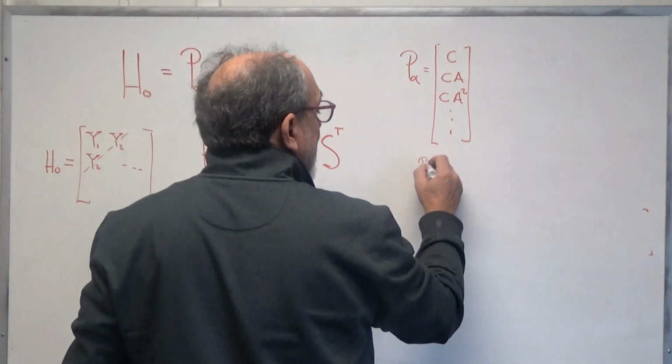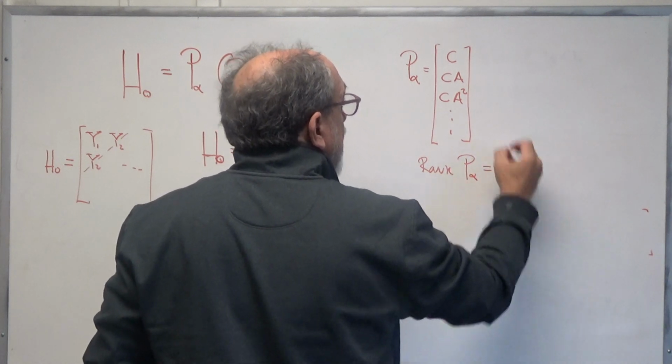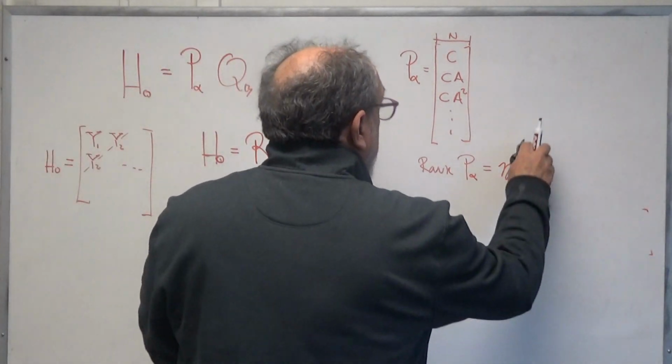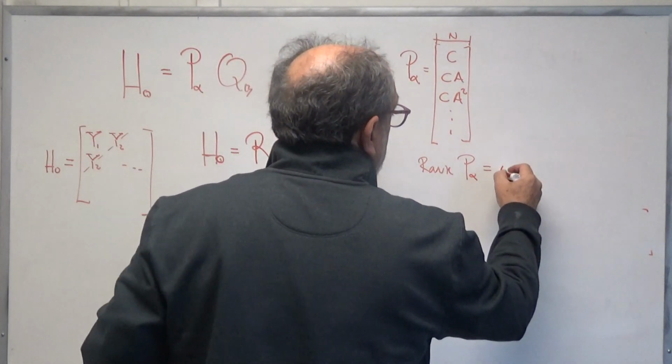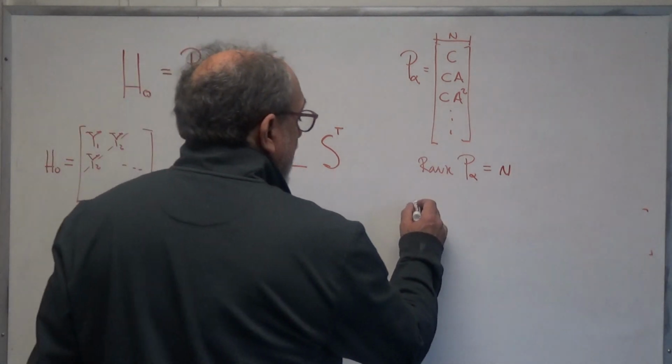So the rank of the observability block is n, because this is the system order, right? Or at least the order of what is observable, because there could be something non-observable, but let's say that the order of the observable system is what we have as P alpha, right? And let's assume for the time being that everything is observable, so that's the rank of the system. Now, the Q beta is like this, right?